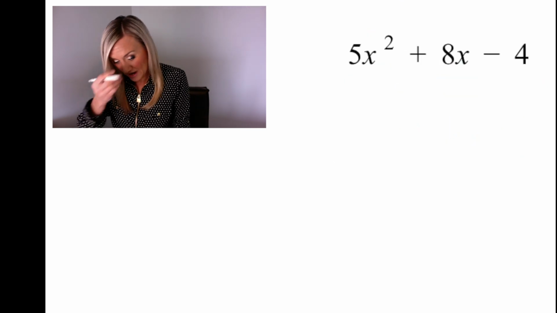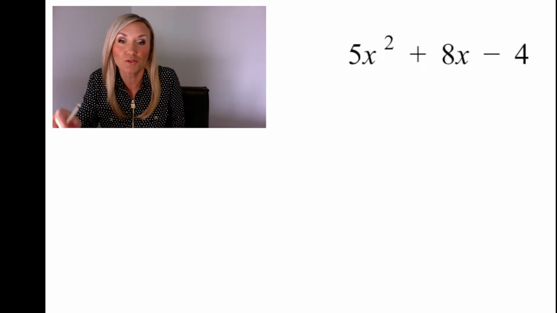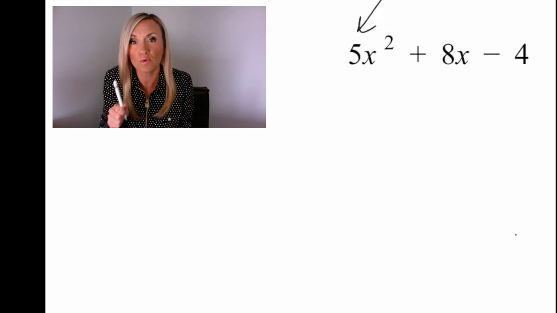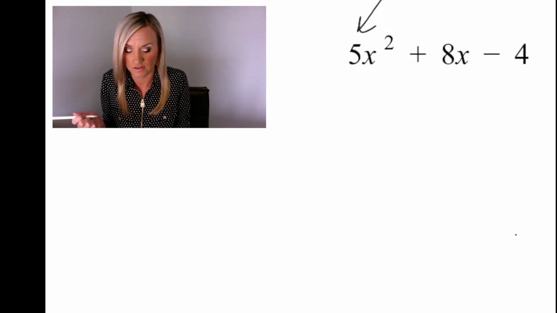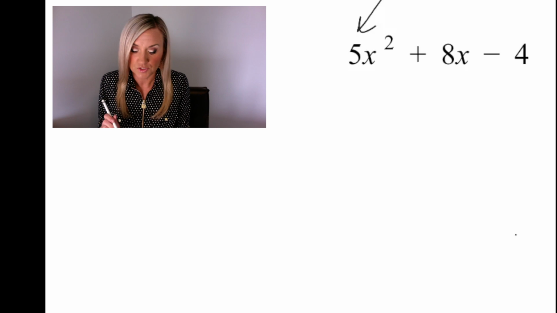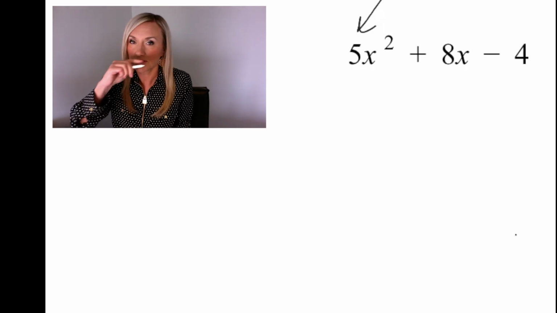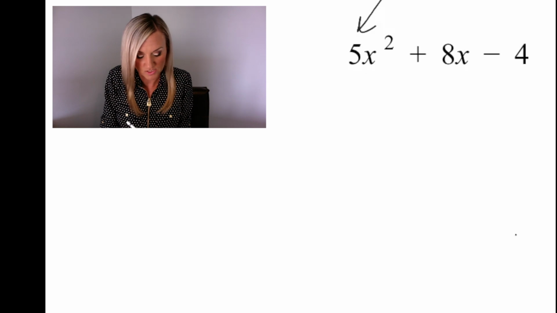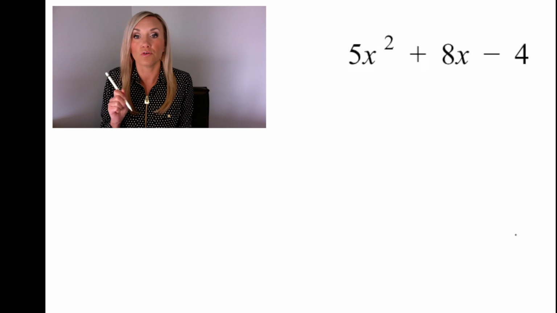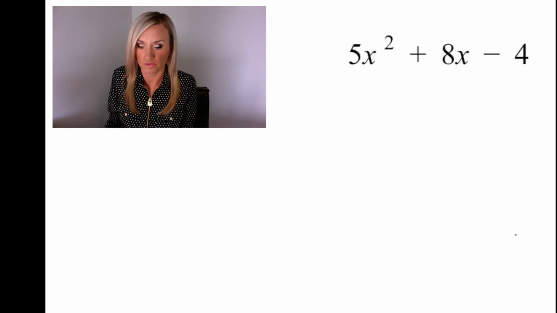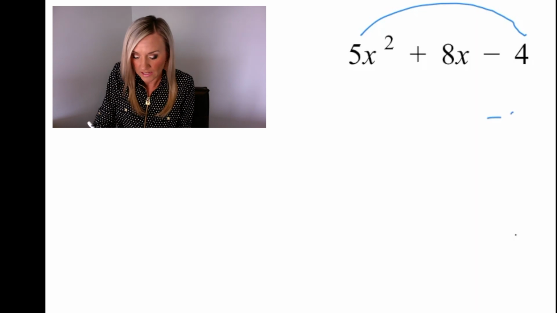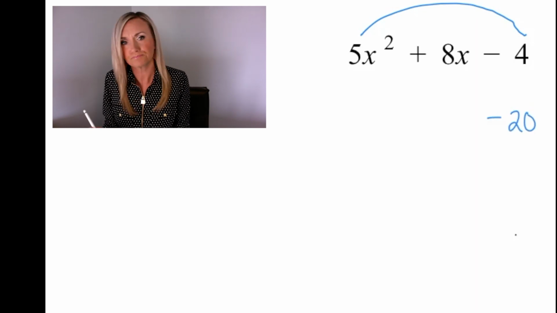Okay, now we're on to example number 2, and it's the last example. Take a look at that leading coefficient. It's a 5. Can we divide all those terms by 5 evenly? No. Okay, so there are lots of different ways to factor. This is my go-to strategy that I'm going to share with you today. I'm going to multiply the first term by the last term. So 5 times negative 4 gives me a negative 20.